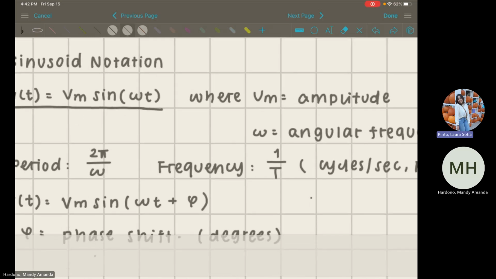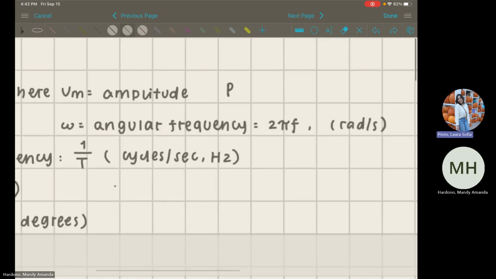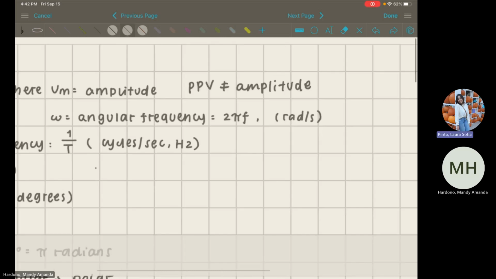And then how do we get the peak to peak voltage? Oh, I don't know. That's on here. So the peak to peak voltage is not the amplitude. It's going to be double the amplitude.